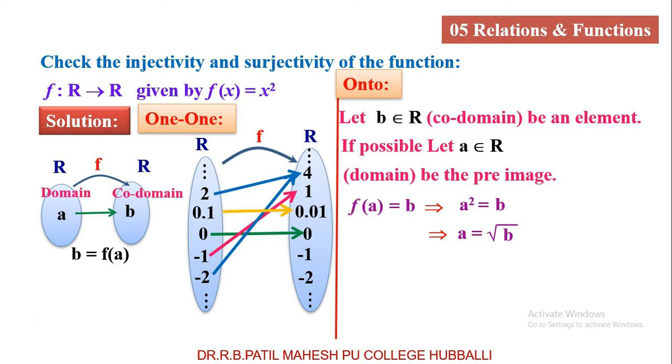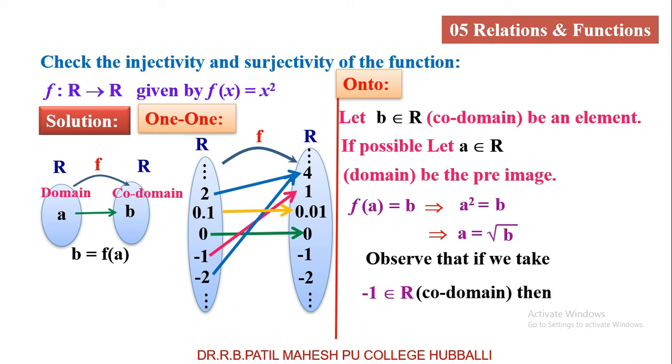Suppose you take minus 1 belongs to R, meaning the codomain. For this minus 1, what is your a? See, I am treating this as b. For this b, a is equal to, in general, root b. So a is equal to, what is the value of b I have considered? Minus 1. a is equal to root of minus 1. Does it belong to the domain, that is the set of real numbers? Absolutely no.